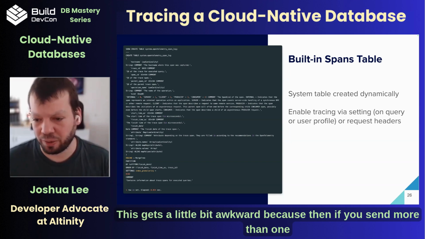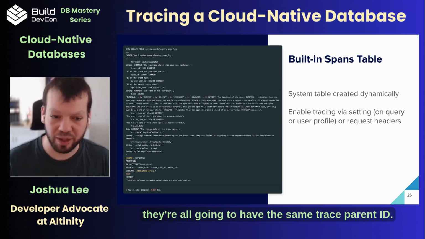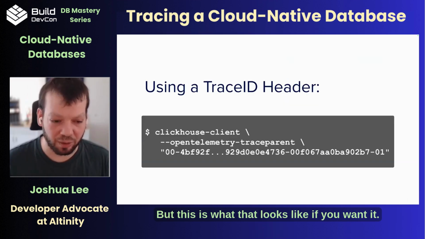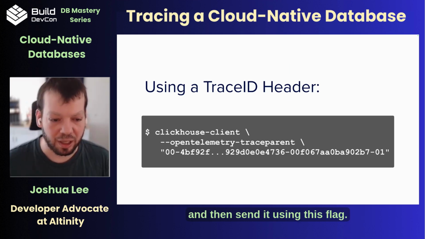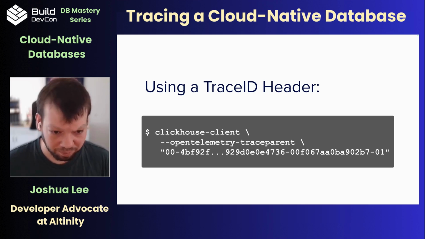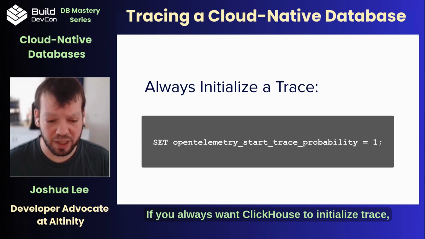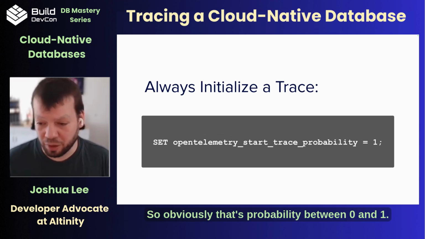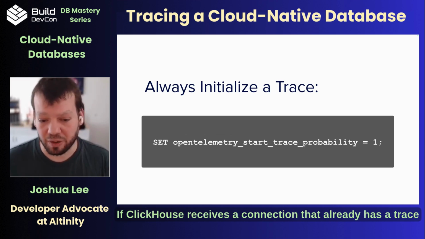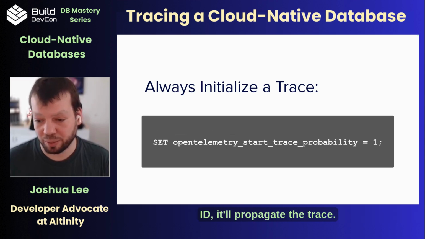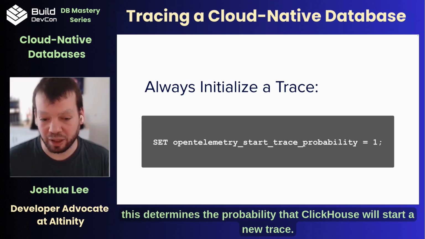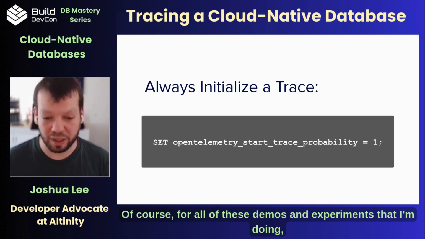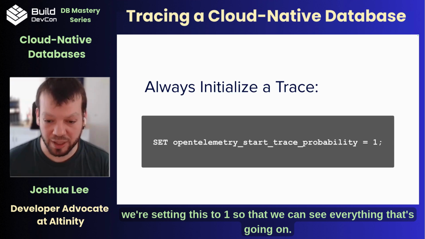This gets a little bit awkward because if you send more than one query on that connection request, they're all going to have the same trace parent ID. But this is what that looks like if you do want to send that as a header: you just create a trace hash and then send it using this flag. If you always want ClickHouse to initialize a trace, this is the setting that you set. Obviously that's a probability between 0 and 1. If ClickHouse receives a connection that already has a trace ID, it'll propagate the trace. But if you're just initiating a query from the CLI or from the REST API, this determines the probability that ClickHouse will start a new trace. Of course, for all of these demos and experiments that I'm doing, we're setting this to 1 so that we can see everything that's going on.